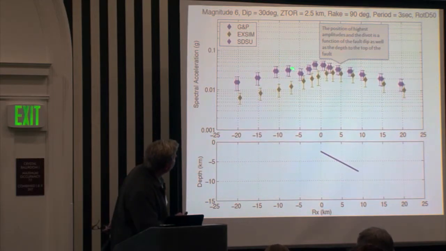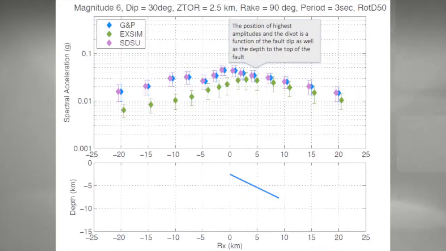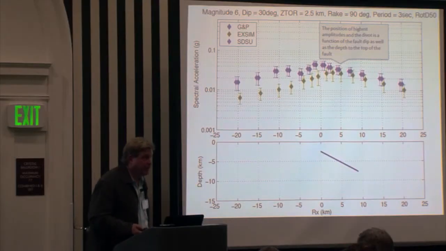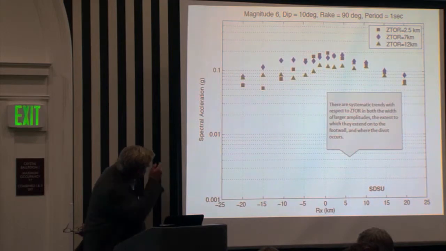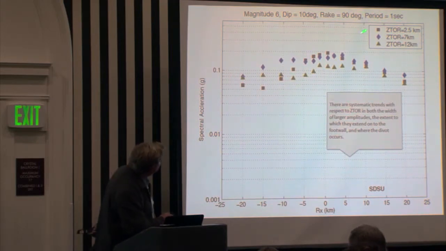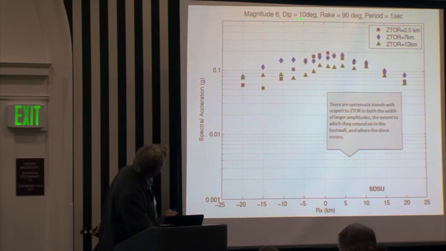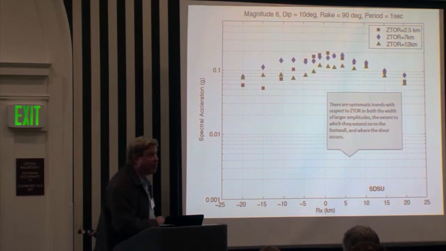Well, it's clearly something that's different from these two models and the fully stochastic approach. Likely some superposition of the radiation pattern, we think. So it's an interesting observation. And if you look at one particular method and then look at models that have the same dip but different Z-Tors, depths at the top of the fault, then you also see some systematics there too.